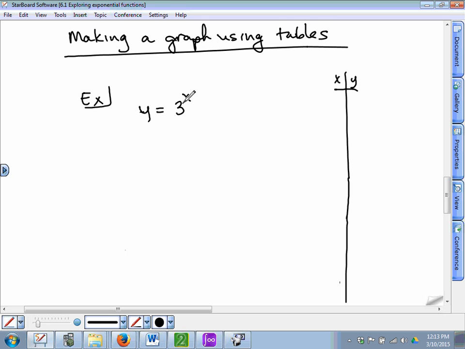You guys don't have any tables. It's not that hard to make a table. You can choose your x values here. I'm going to choose 1, 2, 3.